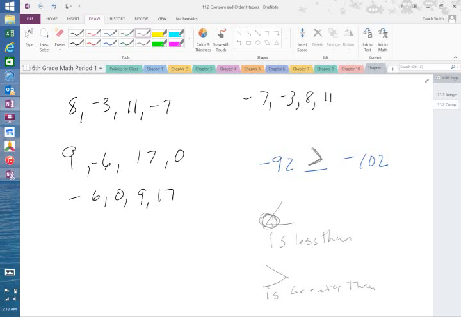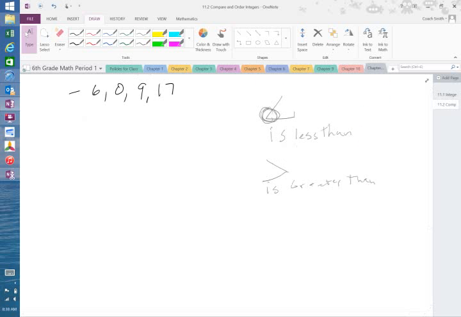So you have to list them in order, least to greatest, and then you have to answer the 2 other questions. Get your partner's help, because I may call on you, I may call on your partner. First group to have it, raise your hand when you think you have all 3 answers.